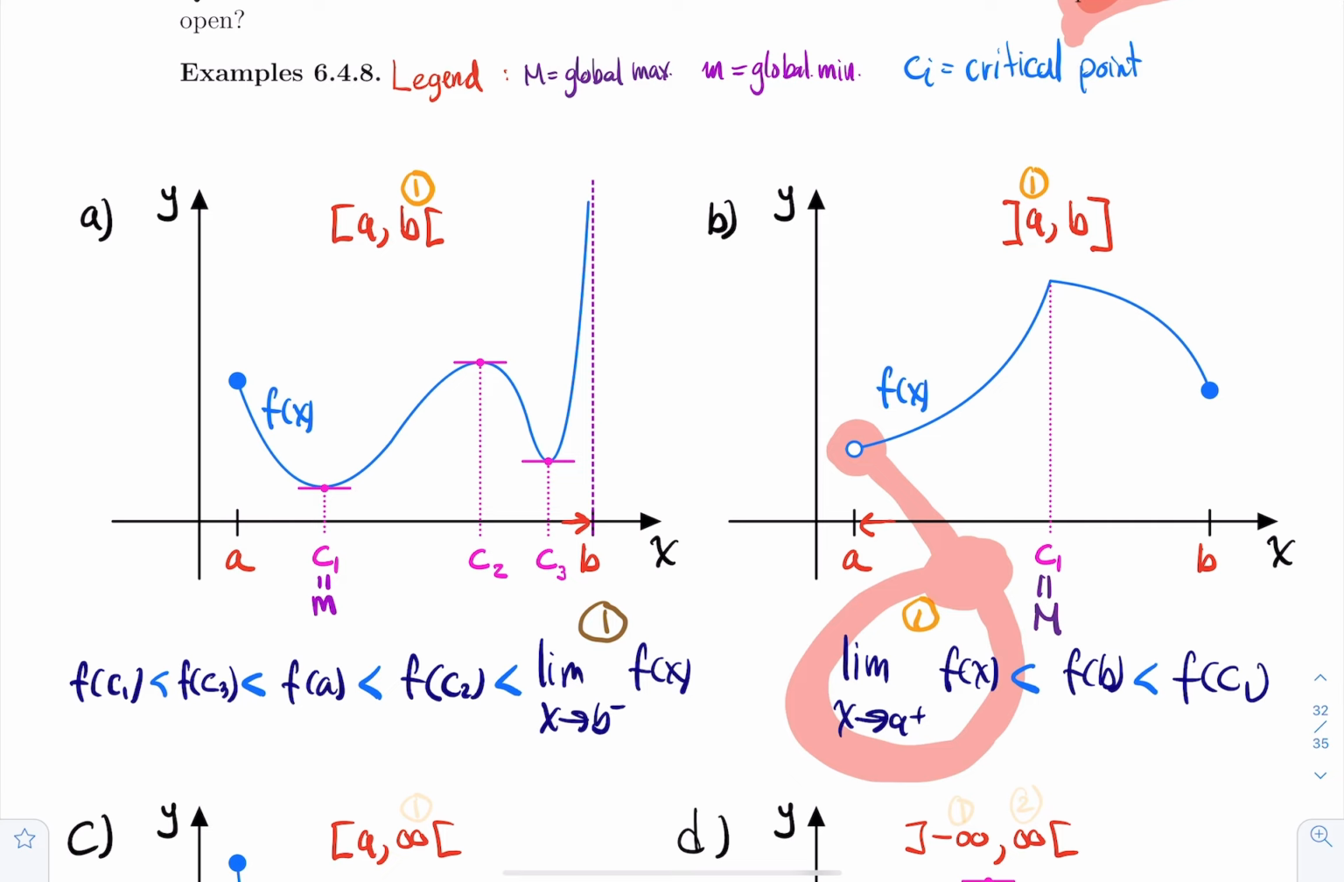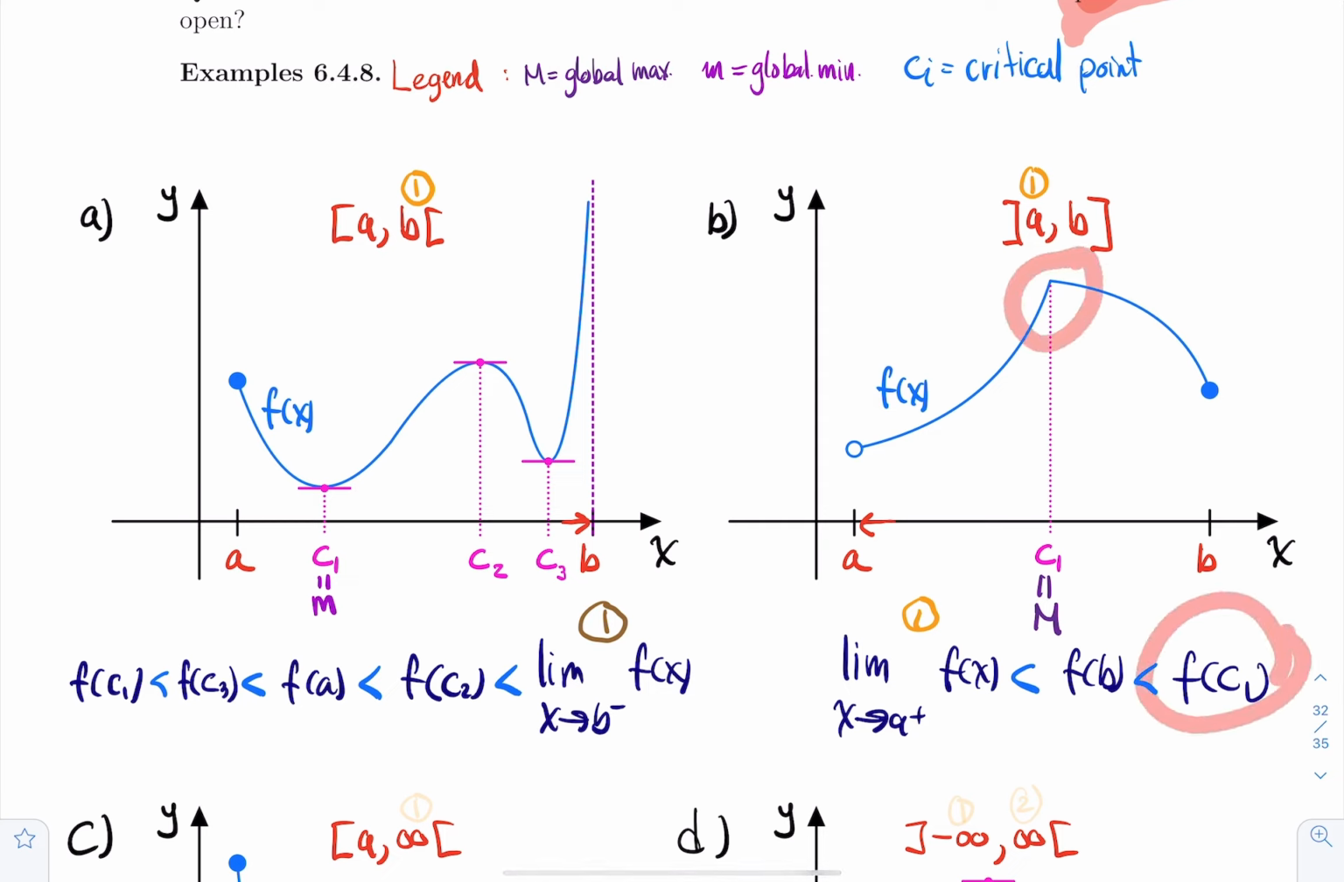So as soon as you see an open endpoint, you need to set up and compute a limit, and then you just compare. You compare the value of your limit, or your limits if you have more than one, the closed endpoints and the critical points. And if, like in the second example, the lowest possible value is reached at a limit, then there's no global minimum. But the highest possible value was reached at a critical point, so we got a global maximum.